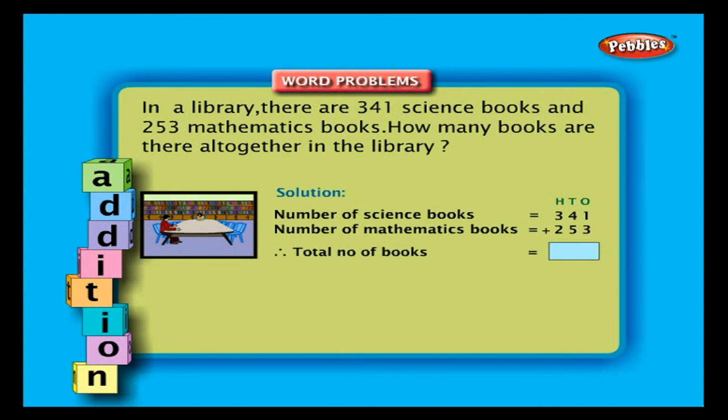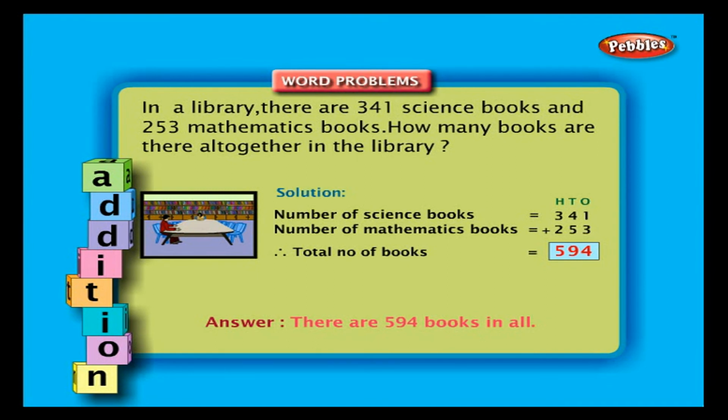Add ones column. 3 plus 1 is equal to 4. Add tens column. 4 plus 5 is equal to 9. Add hundreds column. 3 plus 2 is equal to 5. On adding 341 and 253, we get 594. So, the total number of books in the library is 594.